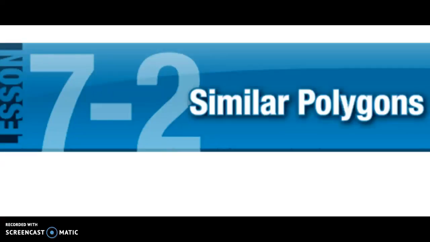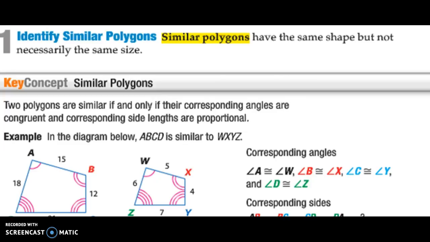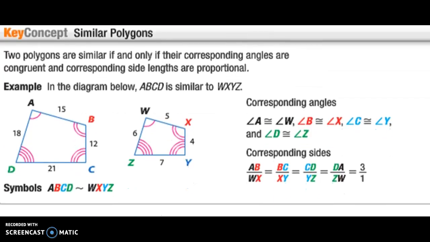Today we're going to be talking about similar polygons. Similar polygons have the same shape, but not necessarily the same size. Two polygons are similar if and only if their corresponding angles are congruent and corresponding side lengths are proportional. The important word there is proportional. They don't have to be the same length, but they have to be proportional. What does have to be the same is their angle measures.